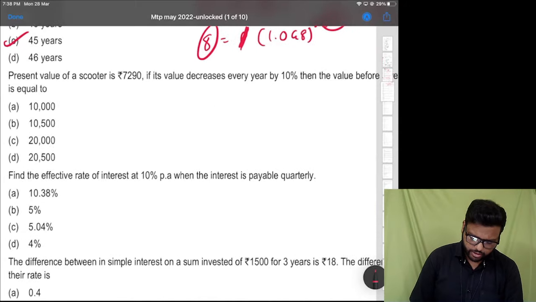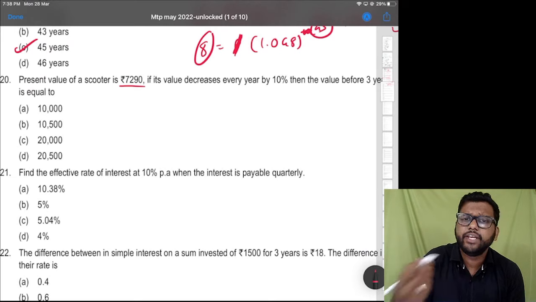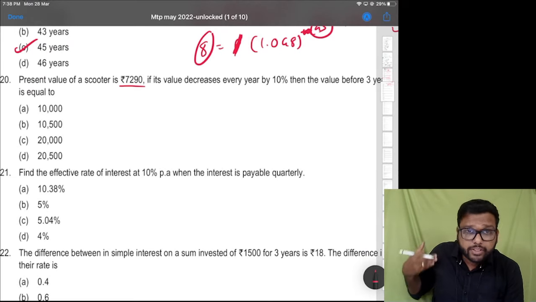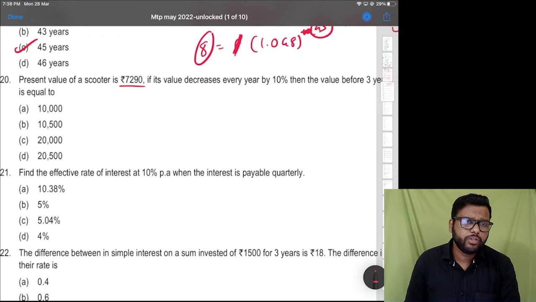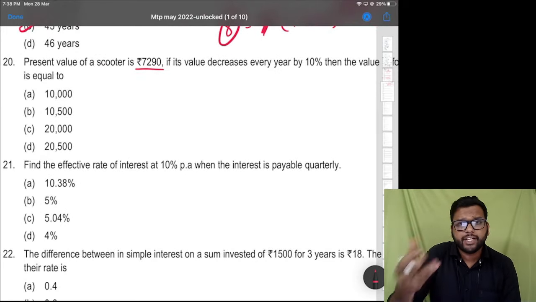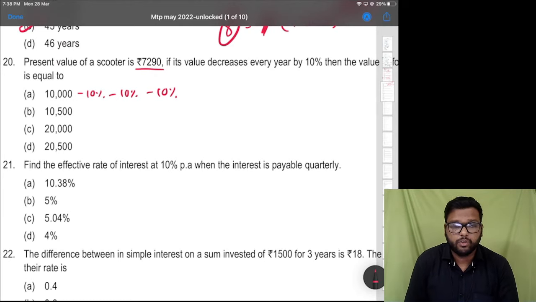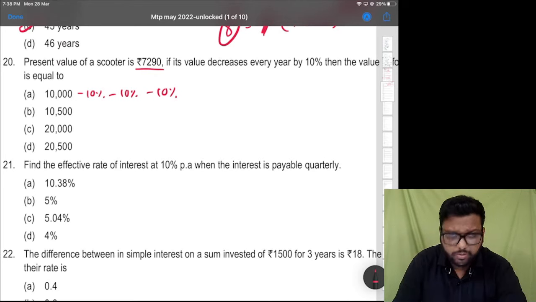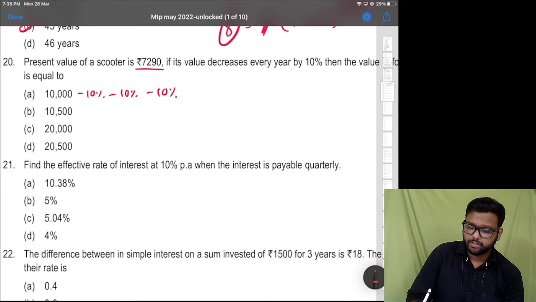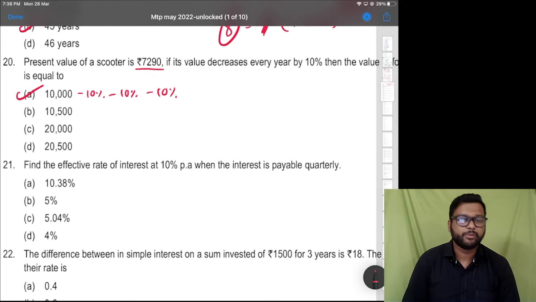Okay. Next, present value of a scooter is 7290. If its value decreases every year by 10%, then value before 3 years is equal to. Okay, before 3 years, right? Now again, you can form an equation, but no need. You can just go by options. Every year it decreases 10%. So if we do minus 10%, minus 10%, minus 10% on calculator, then we should get 7290. So let's try that. 10,000 minus 10%, minus 10%, minus 10%. Correct. So A is the correct answer, option A.